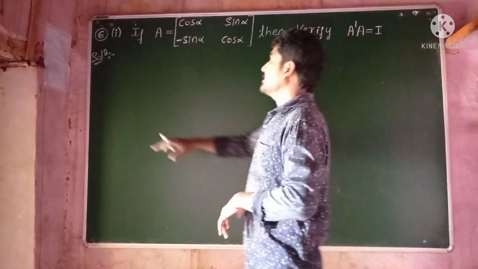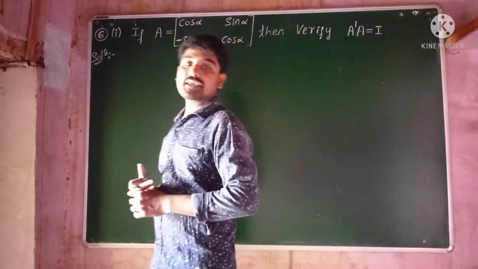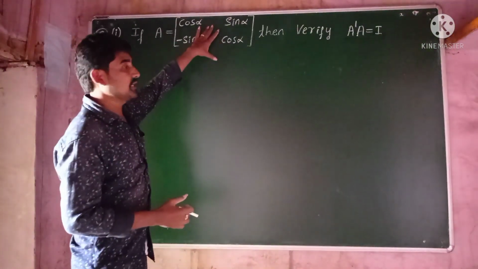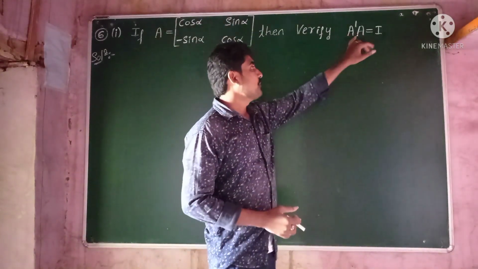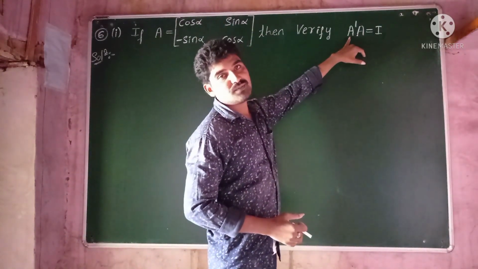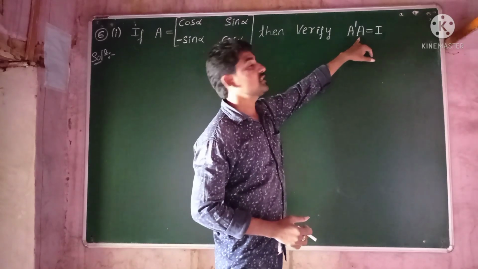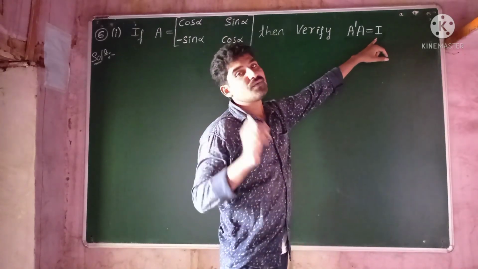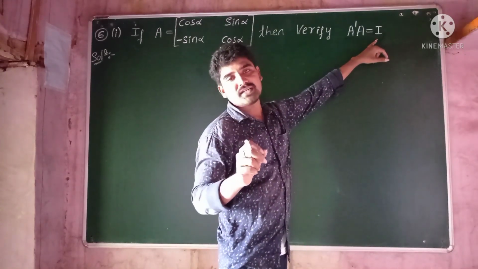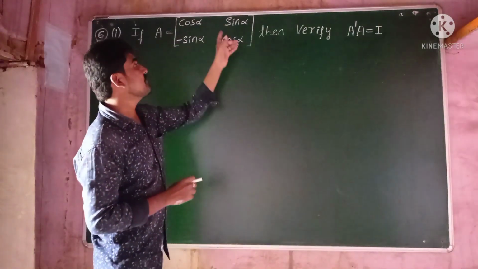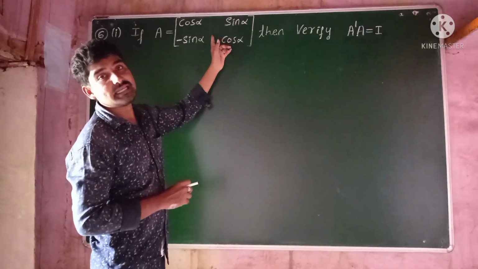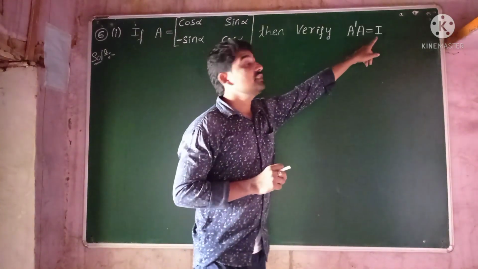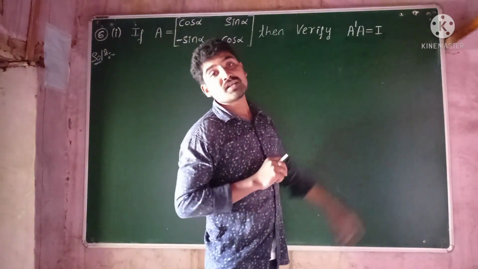Now the sixth question, in that the first one. Here he has given the matrix A, and we need to verify that the multiplication of the transpose of the matrix A with the matrix A is equal to I, where I is a unit matrix whose order is the same as the order of the given matrix A, or I is a unit matrix of order 2 cross 2.